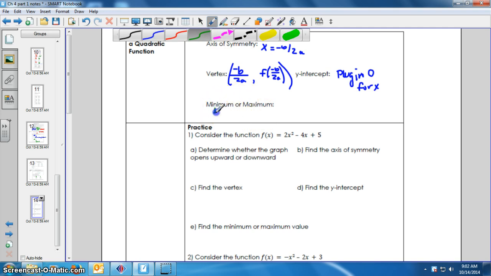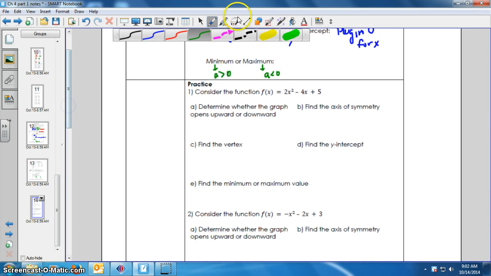So for minimum, that's when a would be greater than 0. And for a maximum, that's when a would be less than 0. And then we would just see that vertex point as a minimum versus a maximum. So let's go ahead and do an example of finding all these parts of it.